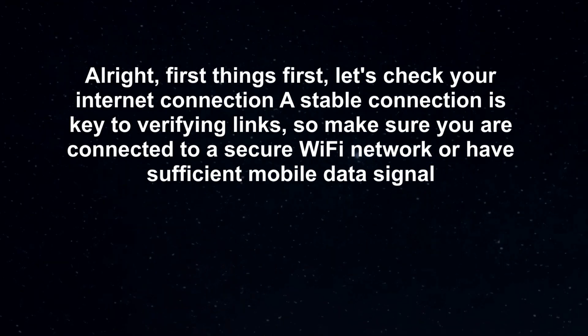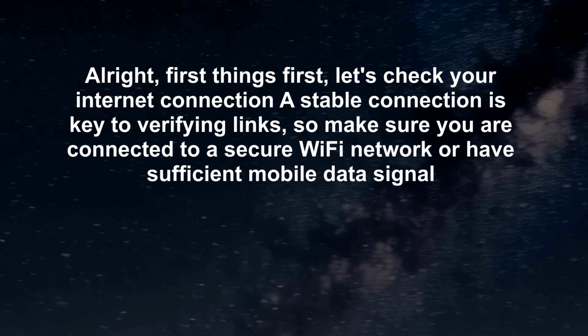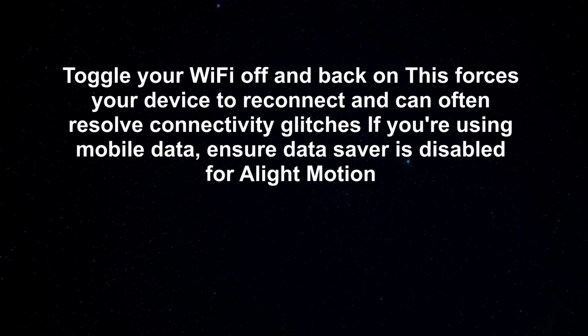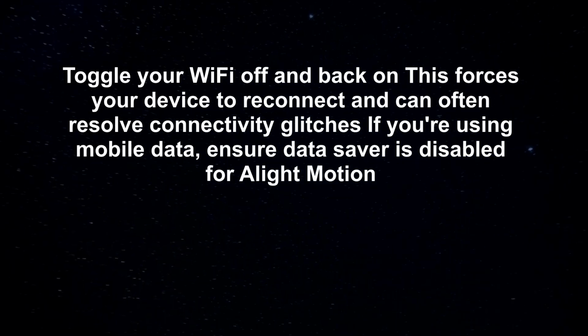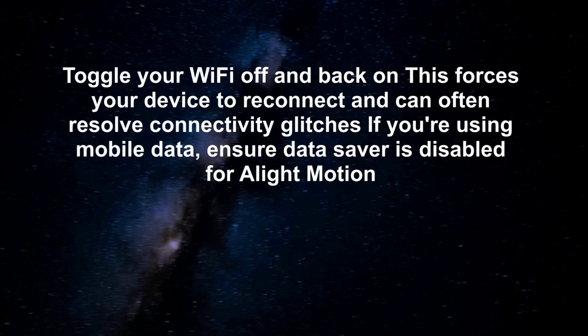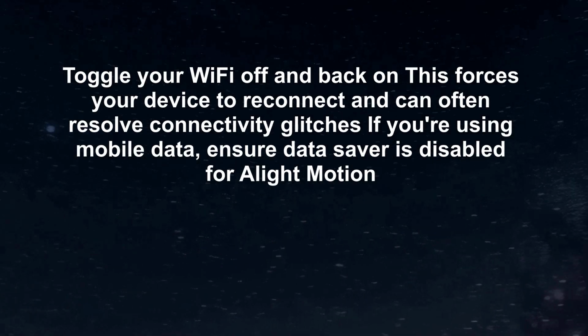A stable connection is key to verifying links, so make sure you are connected to a secure Wi-Fi network or have sufficient mobile data signal. Toggle your Wi-Fi off and back on. This forces your device to reconnect and can often resolve connectivity glitches. If you're using mobile data, ensure data saver is disabled for Alight Motion.